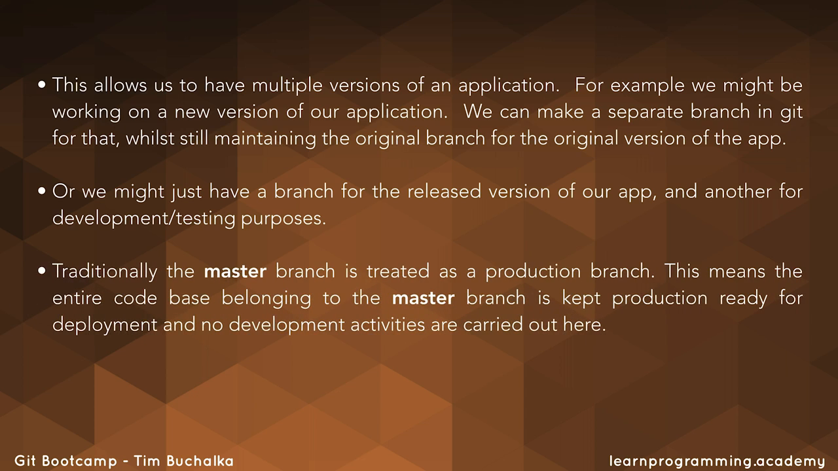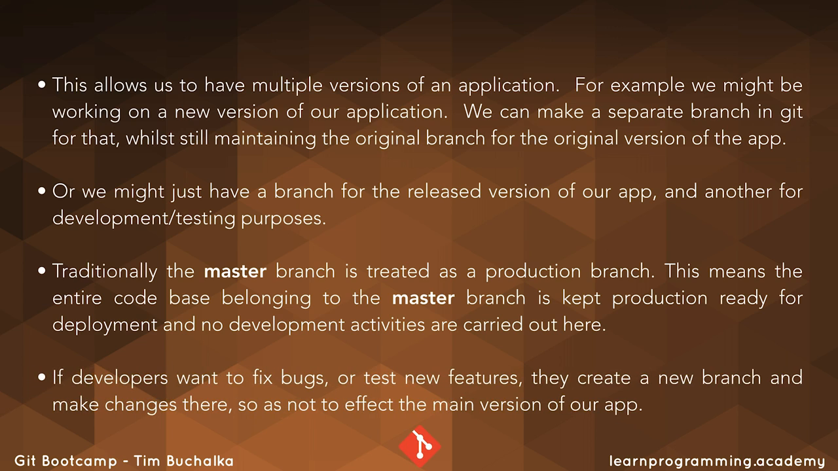Now, traditionally, the master branch is treated as a production branch. Now, this means that the entire code base belonging to the master branch would be kept for production use and it's ready for deployment. So you wouldn't put any test code or development activities in that particular branch. That's just a way of doing things. You don't have to do it that way. It's just something that you've got a choice with when using Git. In that scenario though, if developers want to fix bugs or test new features, then they'd actually create a new branch and make changes there so as not to affect the main version of the app.